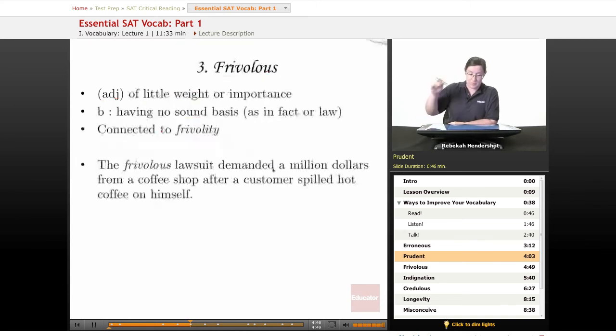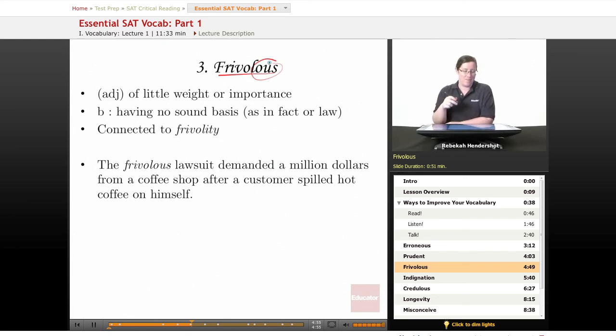Our third word is frivolous. I love this word. It's another adjective. There's the ous ending again. It means of little weight or importance. Silly. Not really a big deal. Now, it has a secondary definition that is frequently used, especially in American English, meaning having no sound basis as in fact or law. So you might hear about a frivolous lawsuit. Frivolous is connected to frivolity, which means merriment, silliness, goofing around.